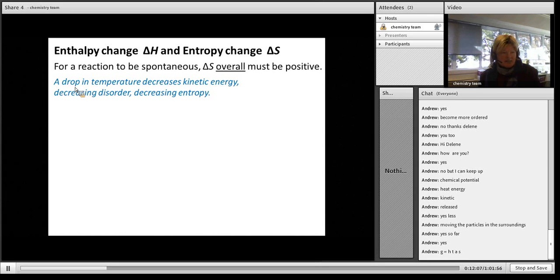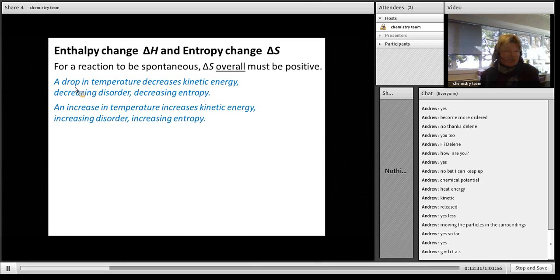So in our system, everything's cooling down, everything's slowing down, there's going to be more order. So I'm going to have a positive delta H because the temperature is dropping, and I'm also going to have a positive entropy for that system. I could also have the other way, where a temperature is increasing, and so I've got more kinetic energy, they're moving around faster, and if they're moving around faster, there's more disorder, and so there's also more entropy.